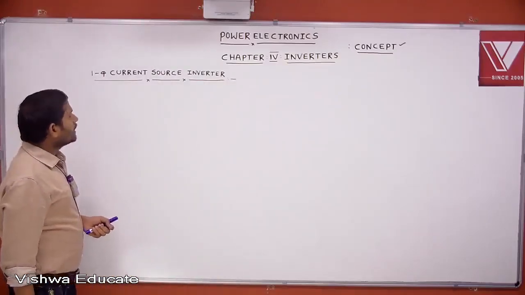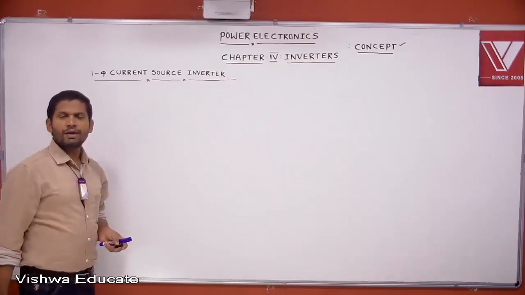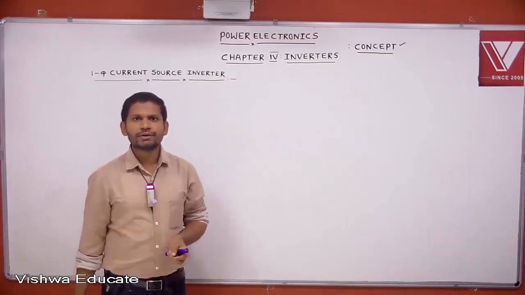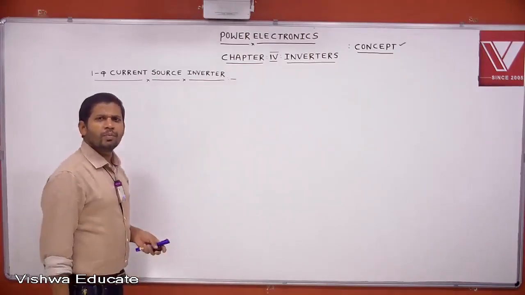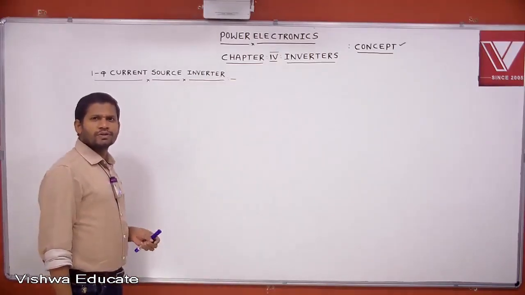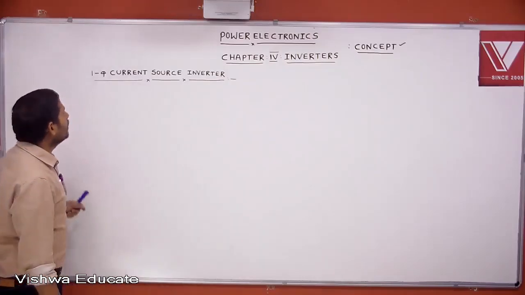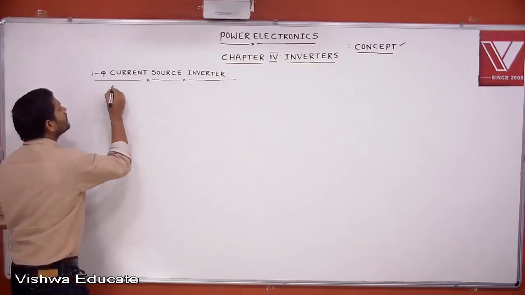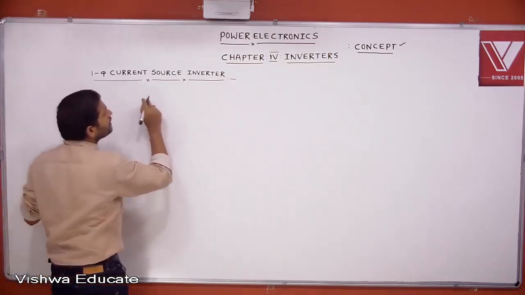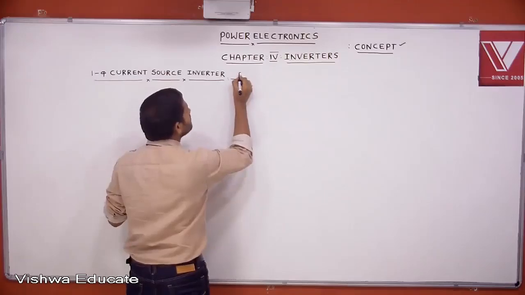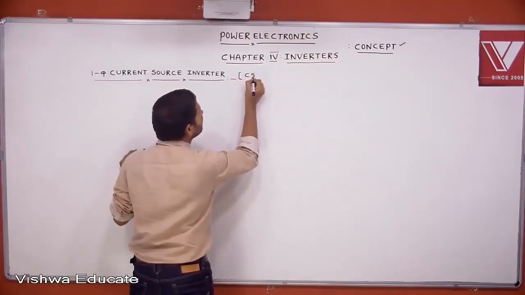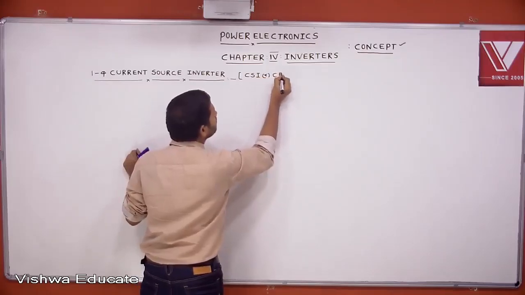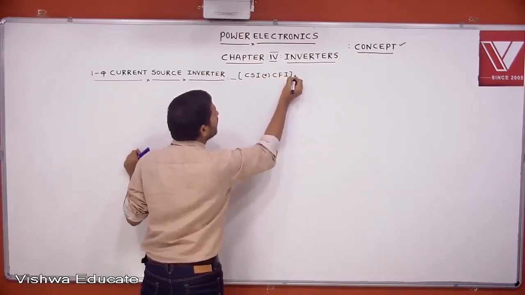Already at the start of the inverters concept, I discussed the difference between voltage source inverter and current source inverter. Here, I gave many points with respect to current source inverter and voltage source inverter. Here, one or two points once again I am giving with respect to current source inverter. That is a single phase current source inverter, in short CSI, or CFI: current source inverter or current fed inverter.